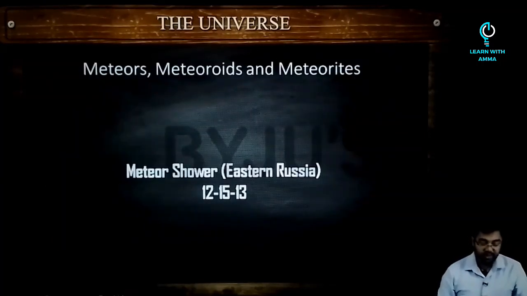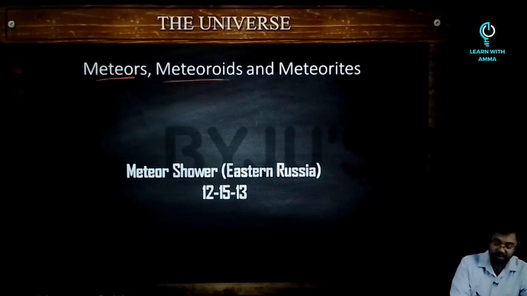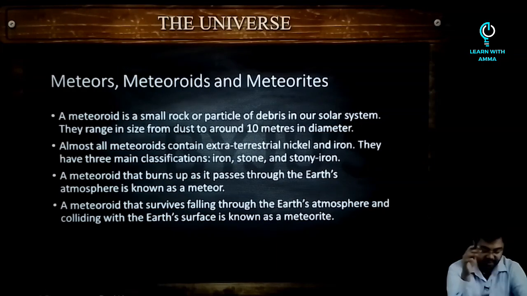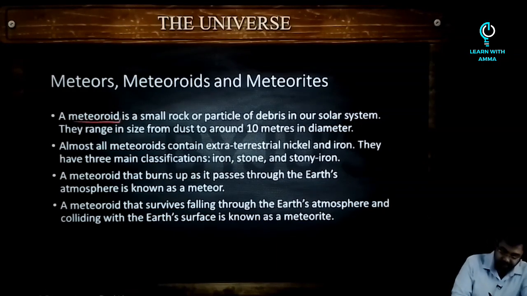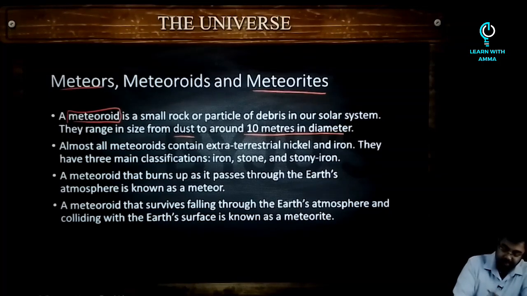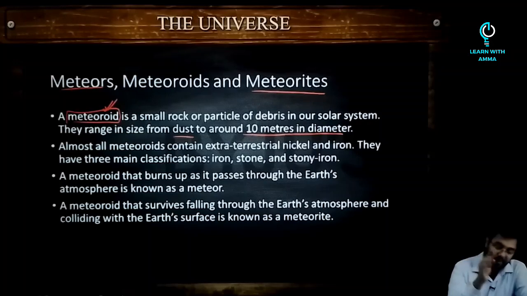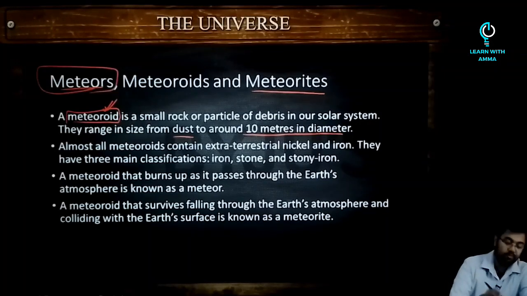Apart from asteroids, you have something called meteors, meteoroids and meteorites. Don't get confused between these three terms. What exactly do they mean? A meteoroid is a small rock or particle of debris in our solar system. They range in size from dust to around 10 meters in diameter. When this meteoroid starts to fall towards the Earth and is in the atmosphere of the Earth, at that point you call it a meteor.